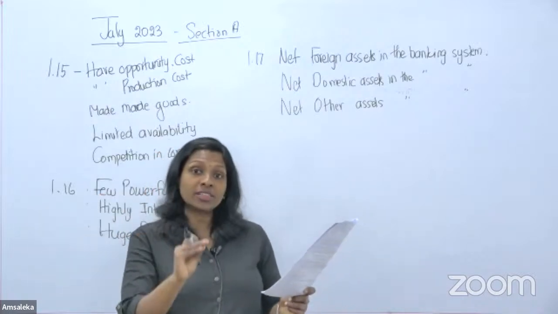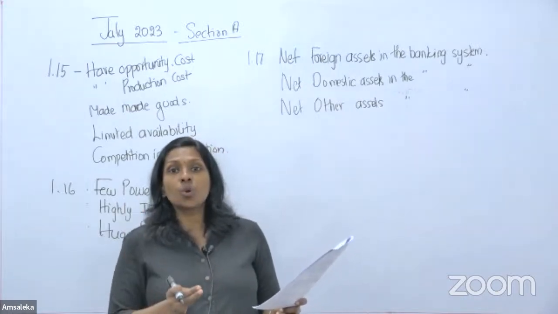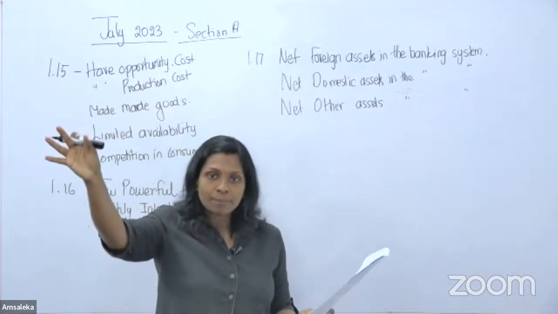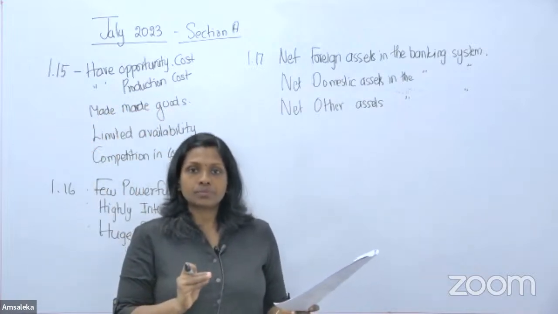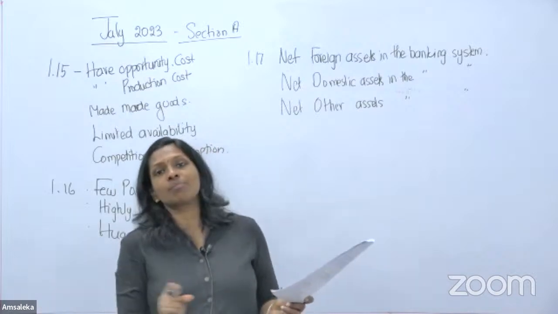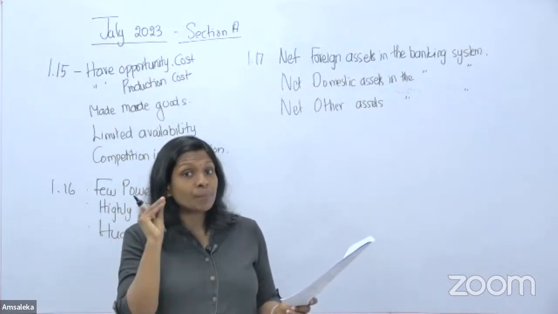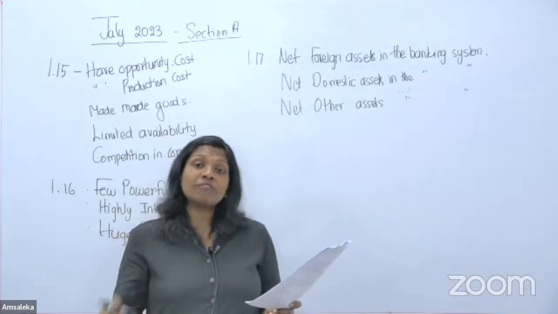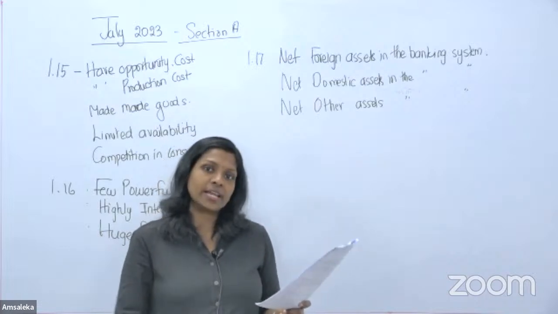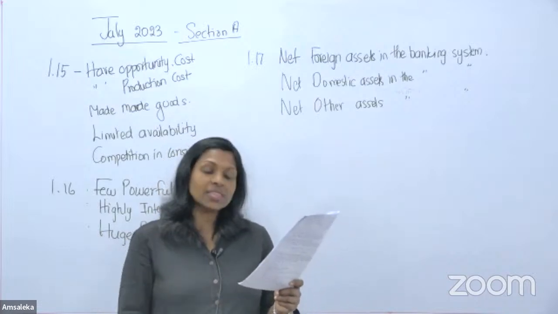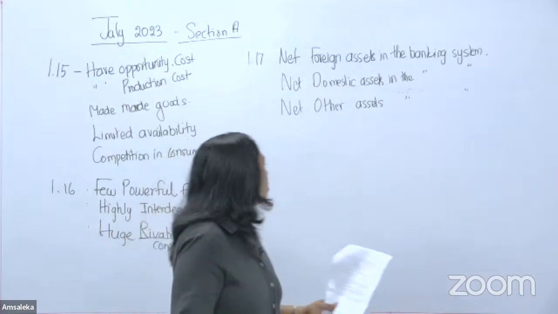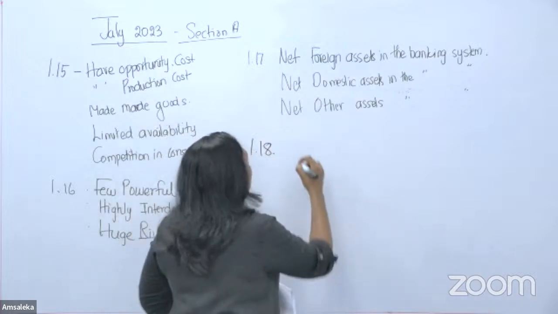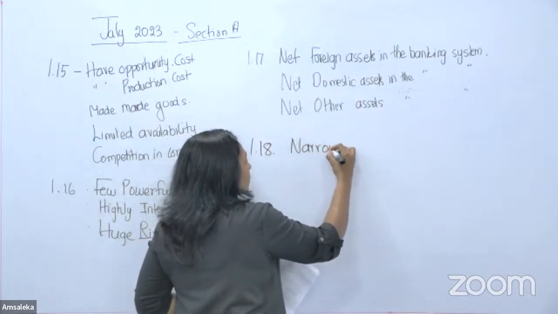Now they are asking about 2 different things: one is narrow, another one is broad. So don't directly write the answer. First state narrow, like narrow money supply. After that, write something. And then broad money supply, write something. So that's the pattern, how to answer questions like this, when they ask you to briefly explain the difference between these 2 things. Okay. So if I go for 1.18, the very first one we are going to talk about is narrow money supply.